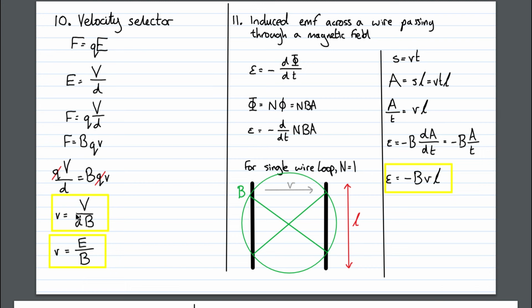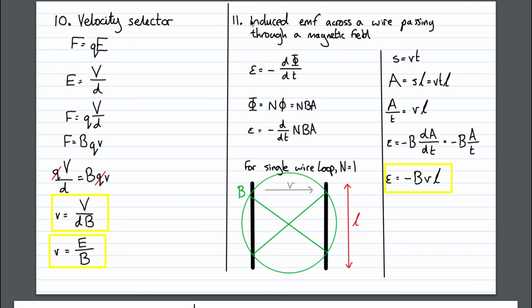So we could have actually left it in terms of electric field strength, and had that the speed that the charged particles move through this velocity selector is determined by the ratio E over B, the electric field strength divided by the magnetic flux density. It could be either of these equations that you might be asked to derive.